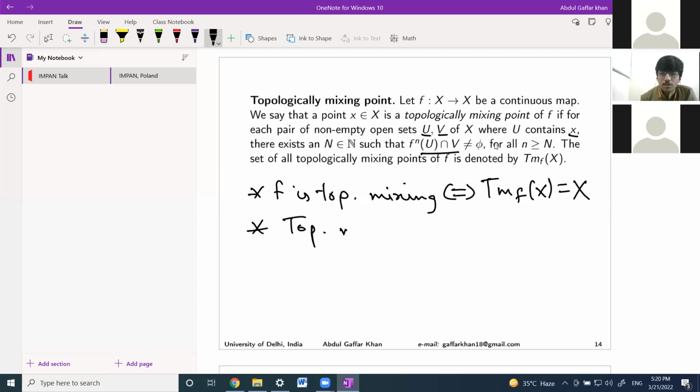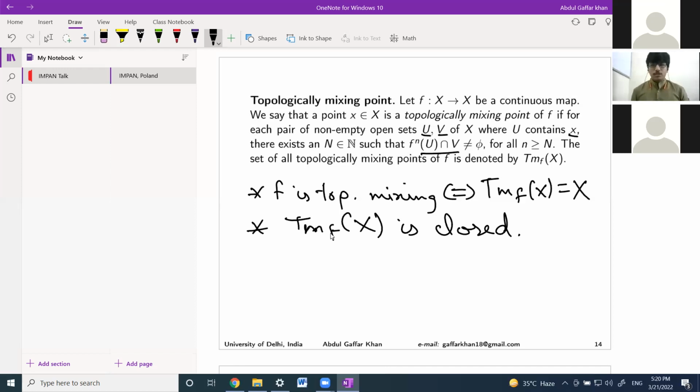Again, the set of all topologically mixing points is closed in X. These sets are also invariant under homeomorphism, so under conjugacy. So if f is conjugate to g, then we can say that topologically mixing points can be transferred within the conjugacy.